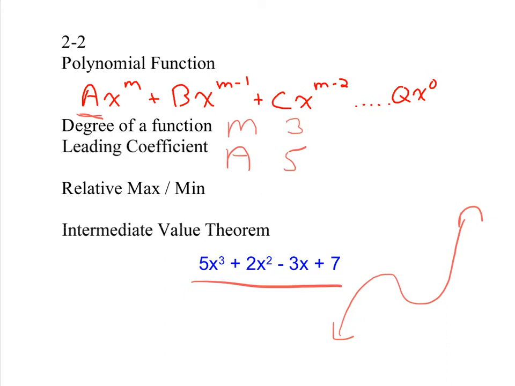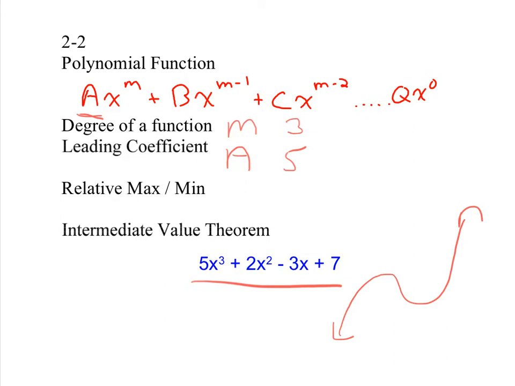As we look at this function, 5x to the third plus 2x squared minus 3x plus 7, if I were to graph it, it would look kind of like a little s curve. It's a third power function. The degree of the function is 3. The leading coefficient is positive, which means it's going to go down on the left side, on the negative side, and on the right side it is going up.